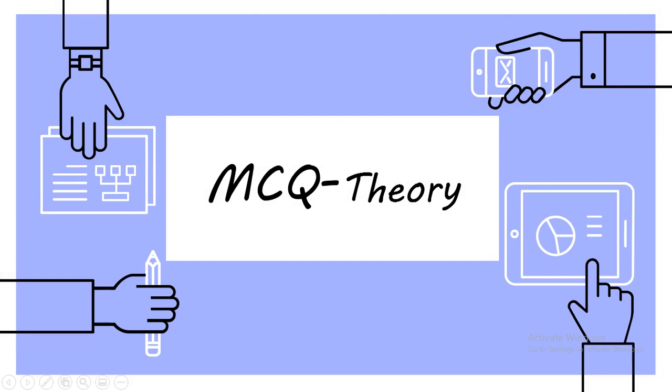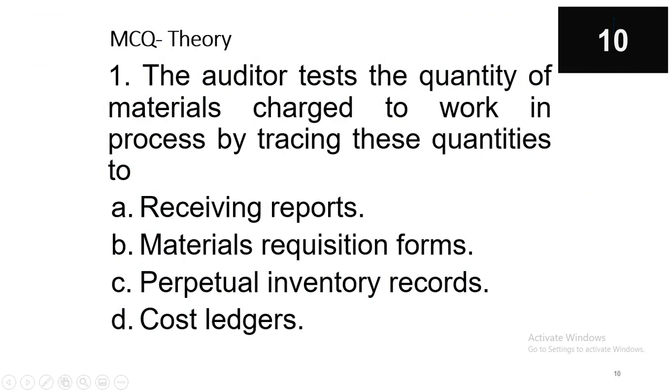Okay, so let's try to answer the multiple choice questions, theory. The first one here: the auditor tests the quantity of materials charged to work in process by tracing these quantities to A, receiving reports; B, materials requisition reports; C, perpetual inventory records; or D, cost ledgers. So try that. What do you think?